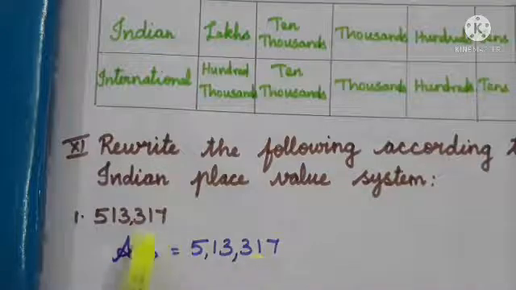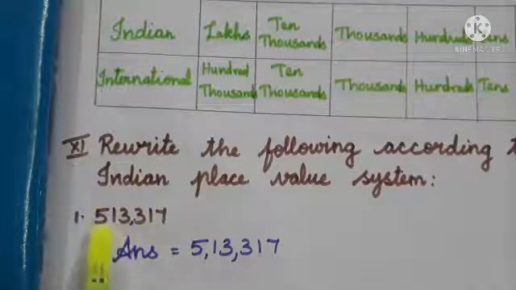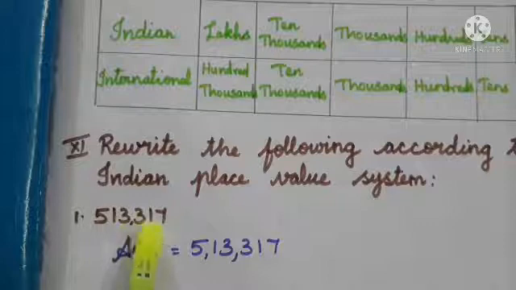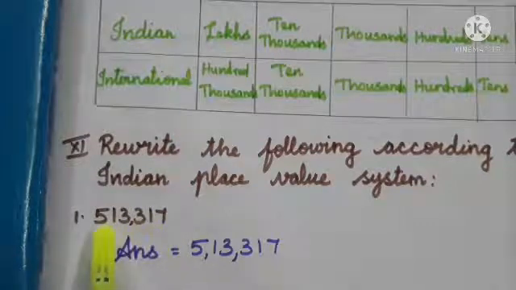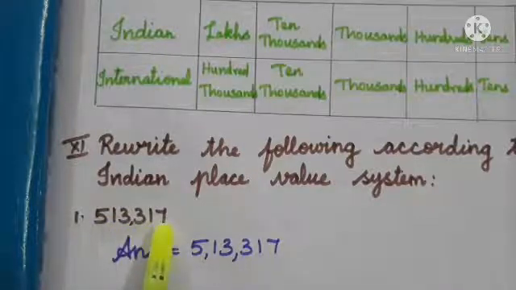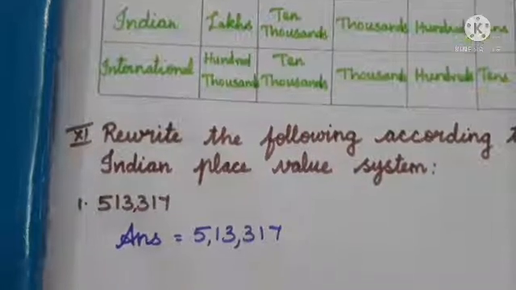But in the international form, how can we read this number? 500 13,317, okay? So in the international system we can read it as 500 13,317, but here 5 lakh 13,317. Did you understand this? Then look at the next one.